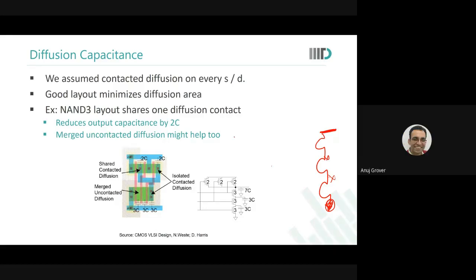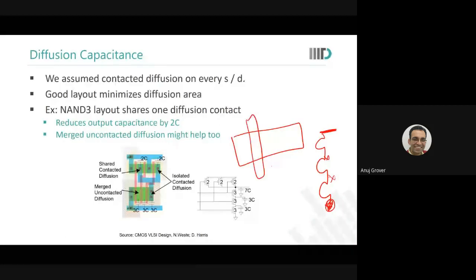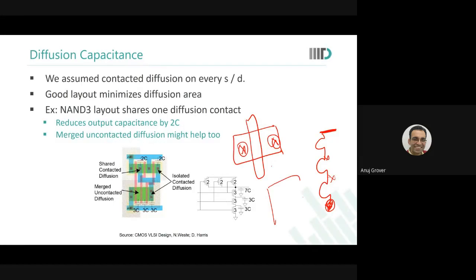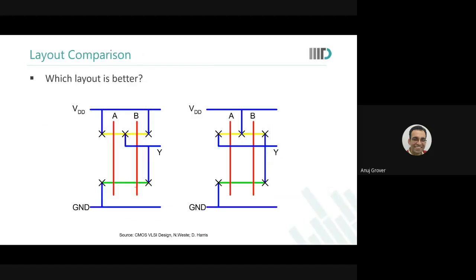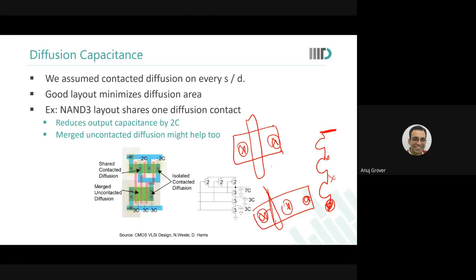No. This only means that if I just had this one transistor, these two would both be isolated source drain capacitances. If I merge it into this, then these two will be isolated because they are only with one transistor. This one would be shared. We don't merge this; we make two separate ones. So this would be shared, this would be isolated. Isolated means not shared with any other transistor. Okay, sir.